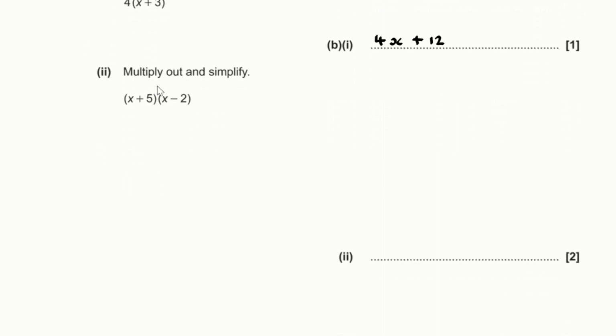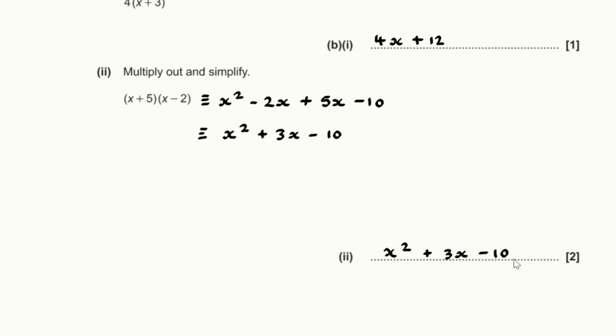Next, we have to multiply out x plus 5 lots of x minus 2. Different ways we can do this. x times x is x squared. x times minus 2, that's minus 2x. 5 times x, that is 5x. 5 times minus 2 is minus 10. Now collecting like terms, we've got x squared plus 3x minus 10. So I've got x squared plus 3x minus 10.